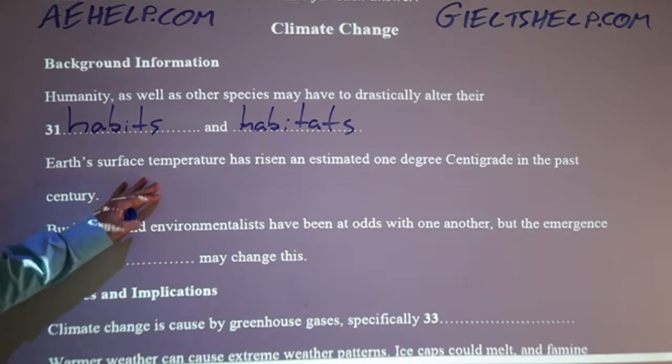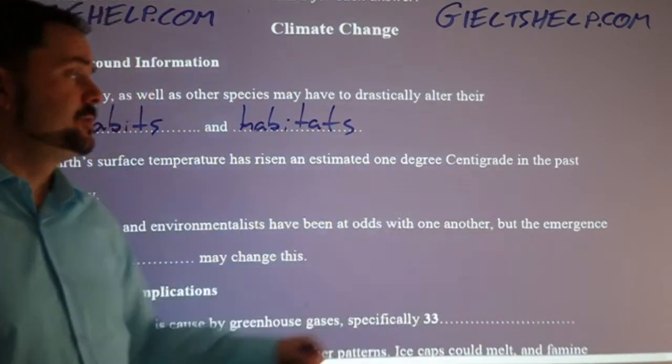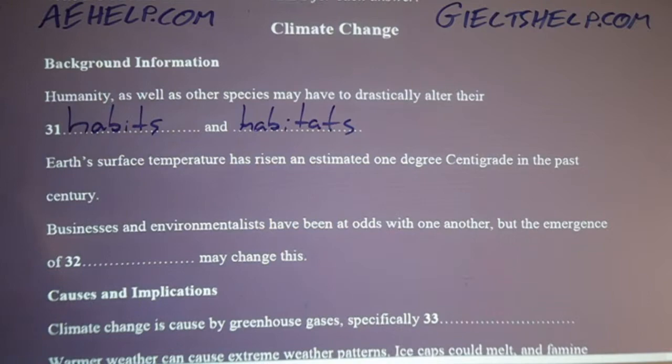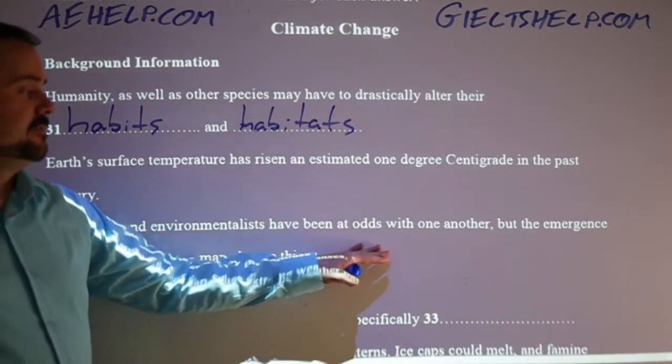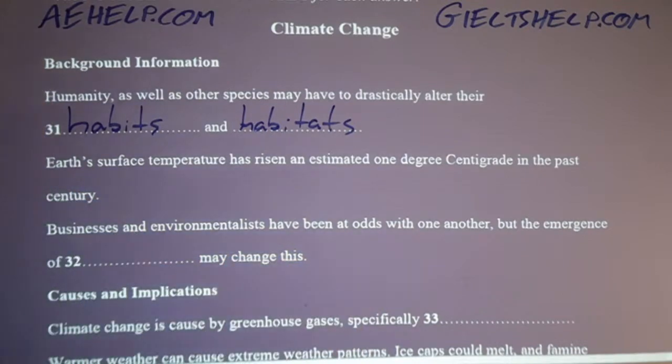Earth's surface temperature has risen an estimated 1 degree centigrade in the past century. Businesses and environmentalists have been at odds with one another, but the emergence of something may change this. So here you really had to pay attention. This is a noun. Okay, this space fits a noun. The emergence of some kind of a product. Yeah, very good, Hari. So Hari and Bakra both say it's green products.